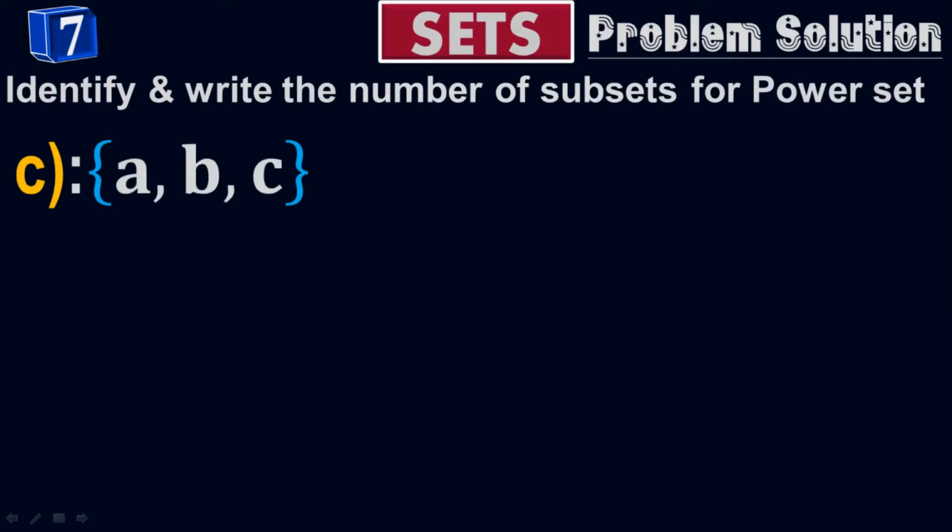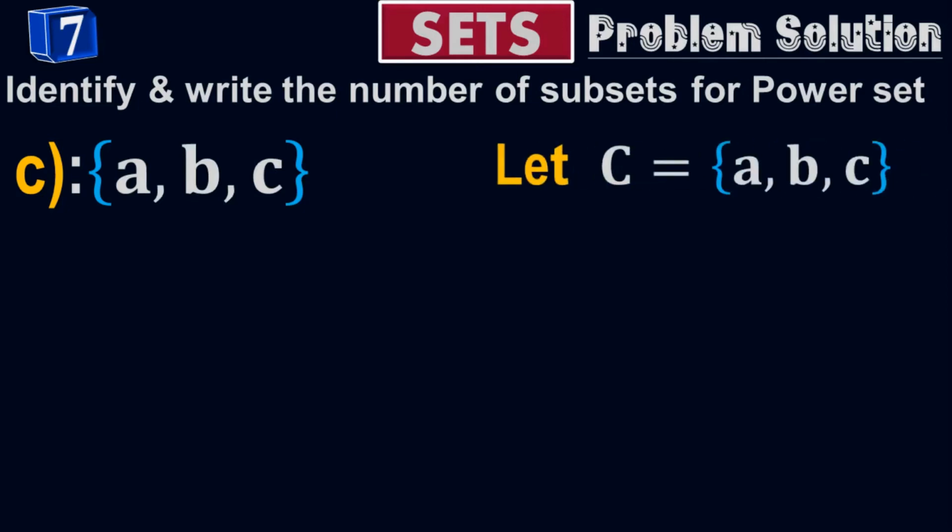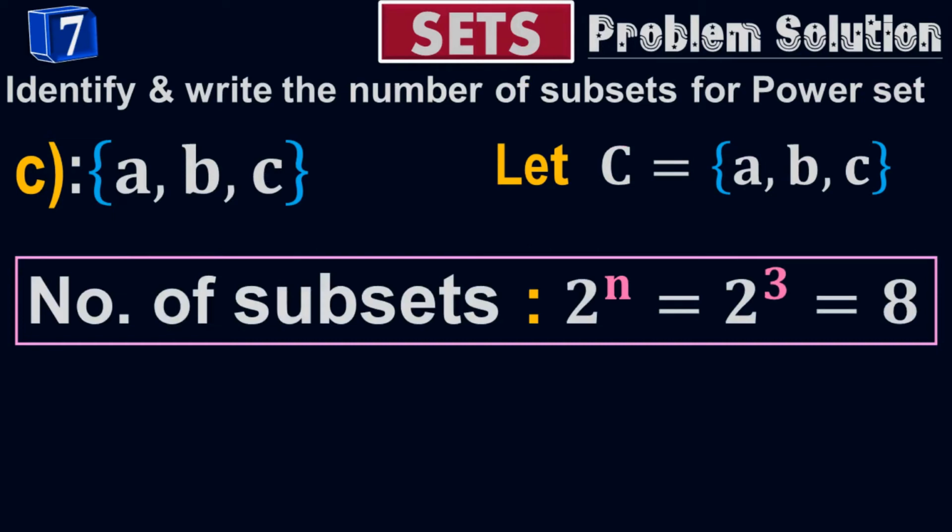C, which is the set of alphabets A, B, C. What will be the power set? So let me just randomly give the name C to this set. I just let A, B, C equal to C. The number of subsets will be 8. We know the formula 2 to the n. This n depends on the number of elements inside these braces.